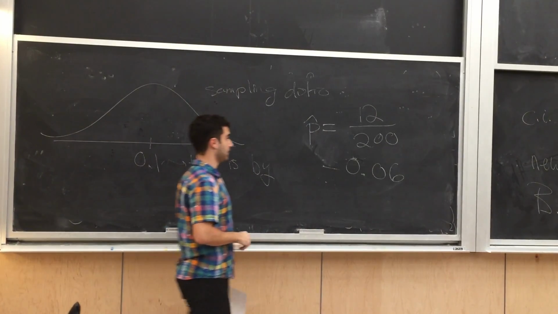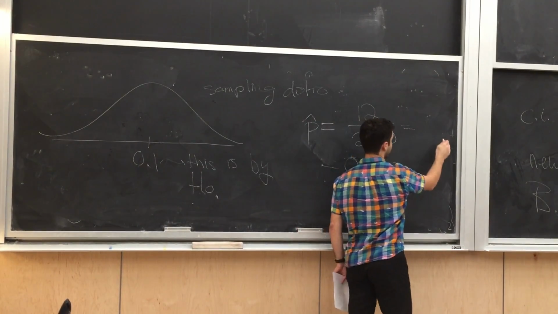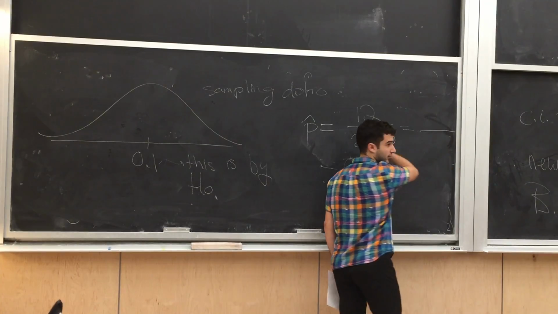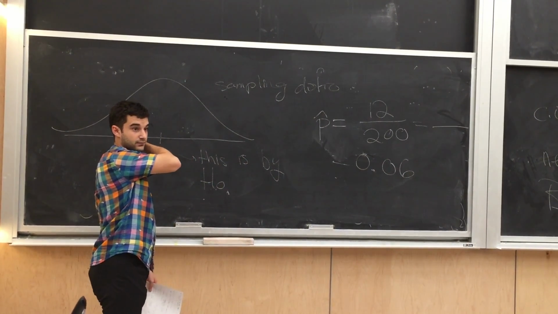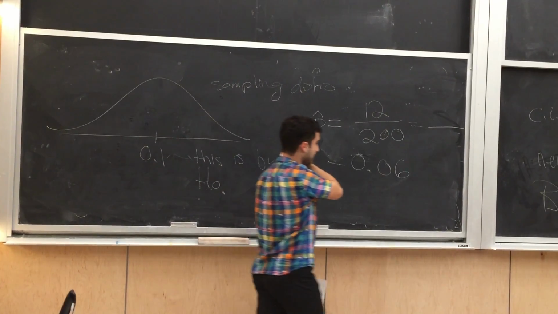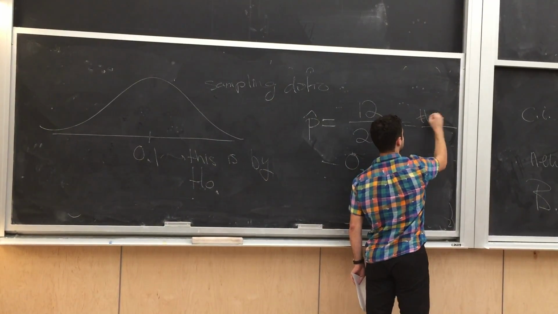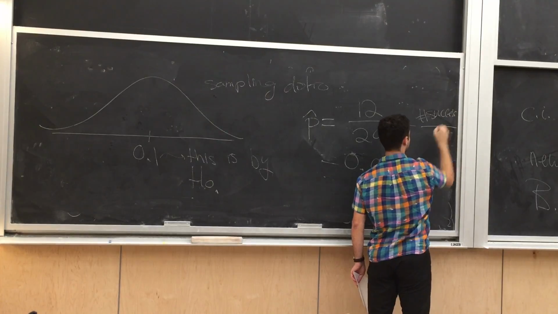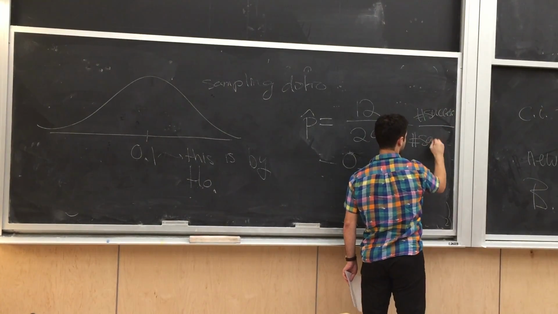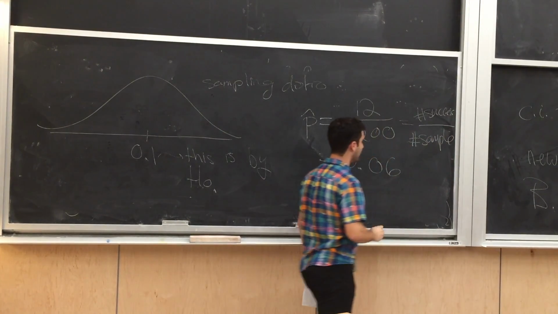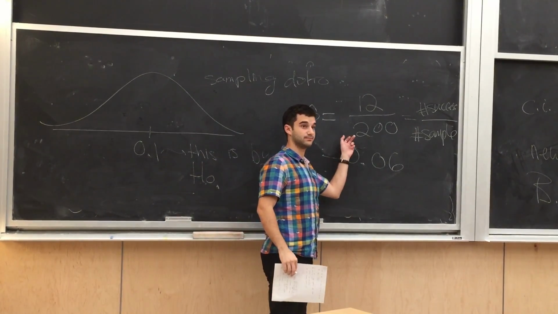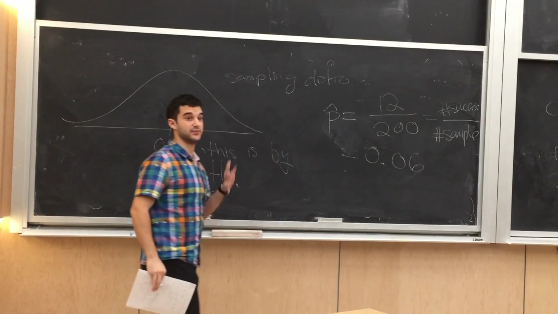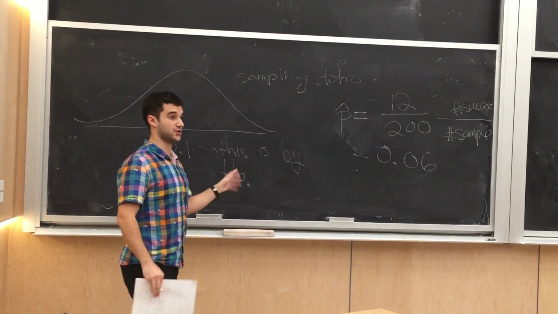Who can tell me the formula for p hat? Isn't it the number of successes over the sample size? Yeah, it's the number of successes over the sample size. Sorry, it's a little cramped here, but it's the rate of success in your sample. It's the thing that we use to estimate the population parameter p.